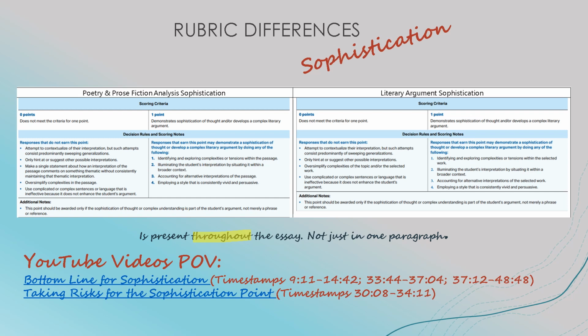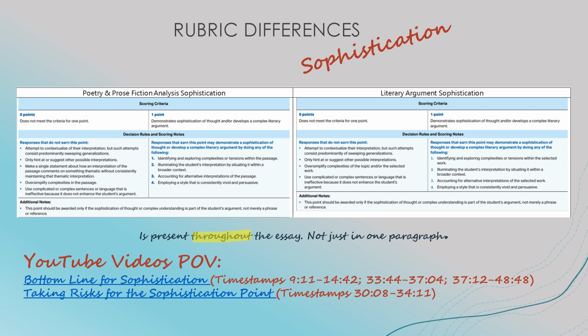Now, you do need to understand this. A student can receive the sophistication point without scoring a 6, the highest score. You, as a writer, can get the sophistication point in reporting category C, yet earn a 3 in reporting category B, or earn a 0 in reporting category A. Please do not think that receiving the sophistication point means you automatically score a 6.